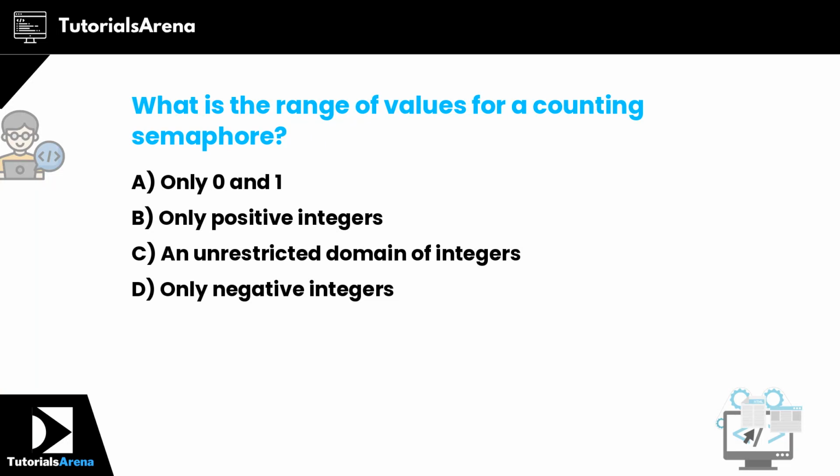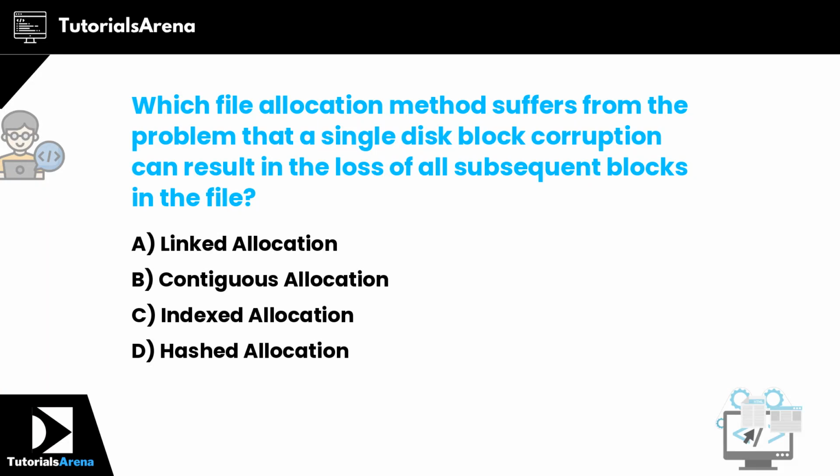What is the range of values for a counting semaphore? The correct answer is option C, an unrestricted domain of integers. Which file allocation method suffers from the problem that a single disk block corruption can result in the loss of all subsequent blocks in the file? The correct answer is option A, linked allocation.